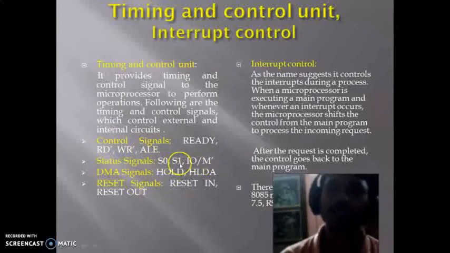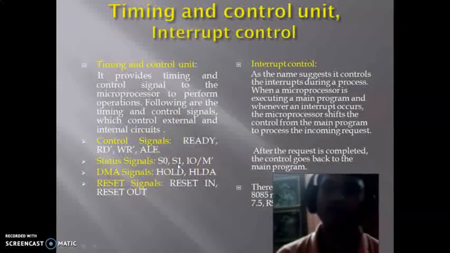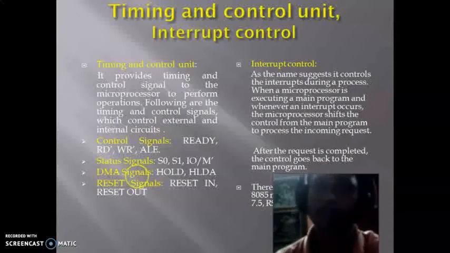S0, S1 and IO/M bar basically give us some status of the microprocessor operations. The microprocessor performs different types of operations. It may be opcode fetch, memory read, memory write, input output read, or input output write. This kind of operation status can be seen by using these 3 lines, that is S0, S1 and IO/M bar signals, and we can get the status of the recent operations of the 8085 microprocessor.